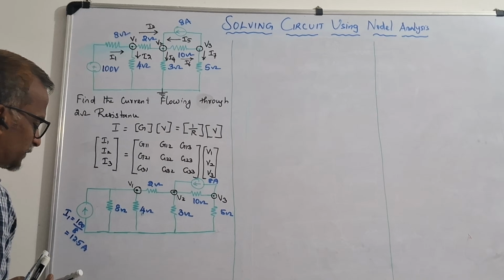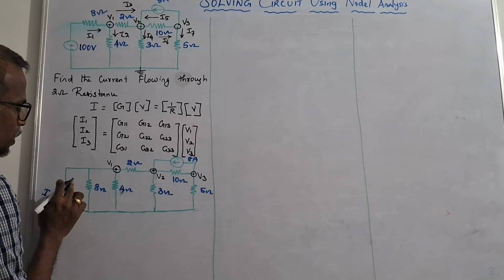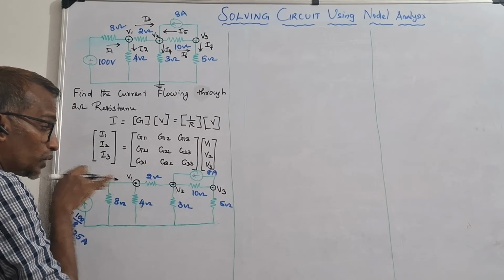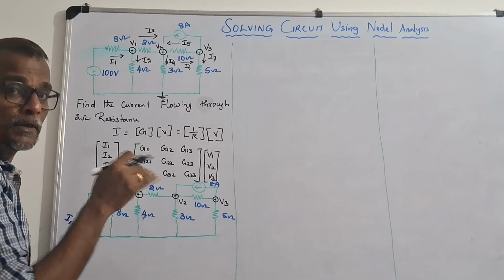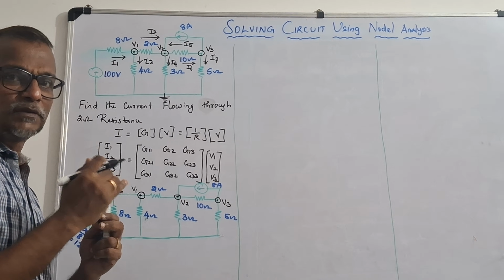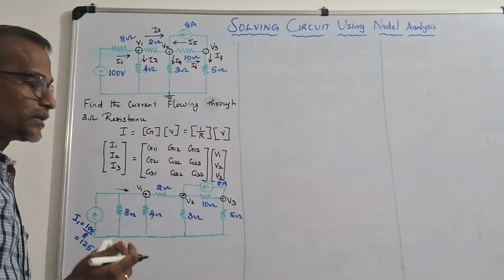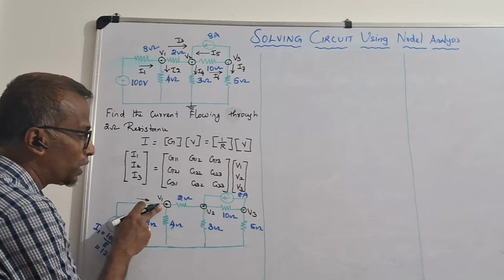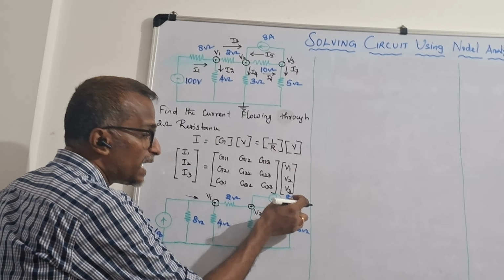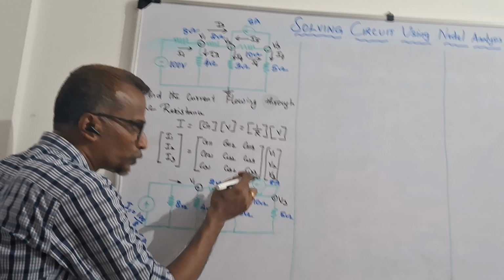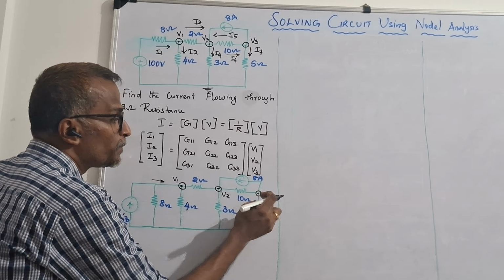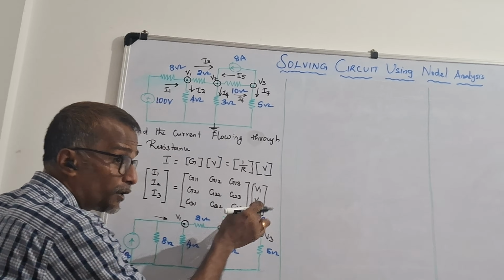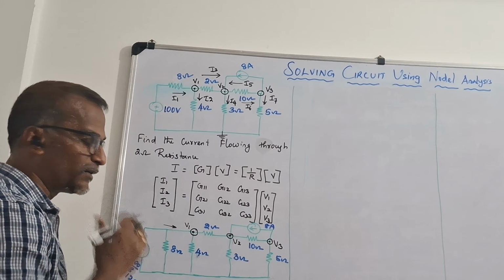So now what is the first node? First V1, one current source is towards the node. Towards the node means positive. Current source away from the node means negative, right? So now here one current is joining V1. In V2, 8 amps is coming to the node, so that is also positive. But in V3, 8 amps is away from the node. Therefore, minus 8 amps. Already I have explained this.